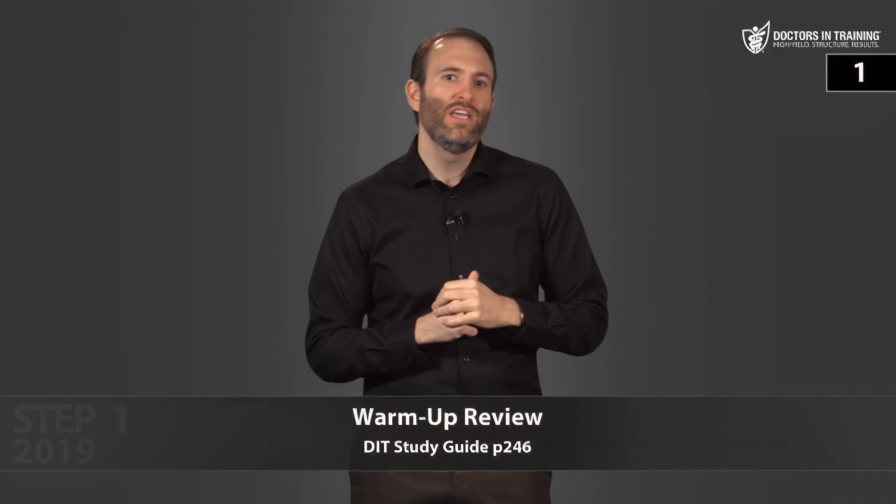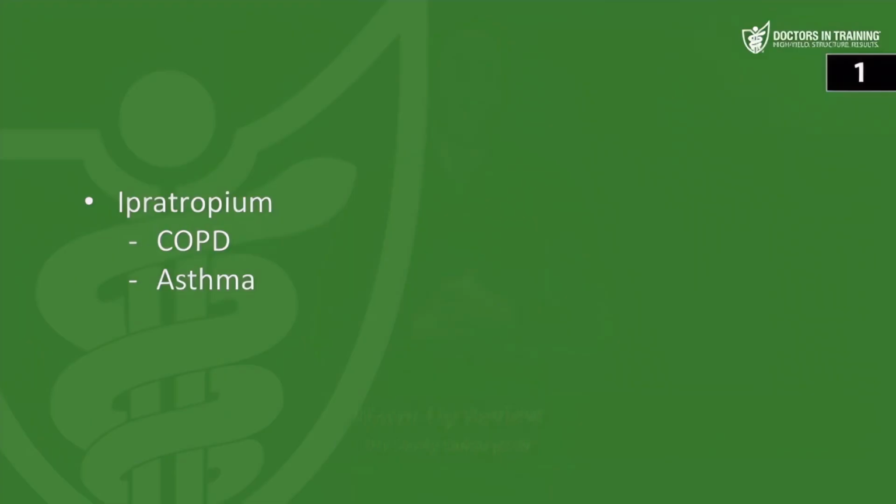It's time for another warm-up. Let's get going. What are the clinical uses for each of the following anti-muscarinic drugs? The first one we have here is ipratropium. So this is used to treat COPD and asthma. It's often used in combination with albuterol, sometimes on its own.